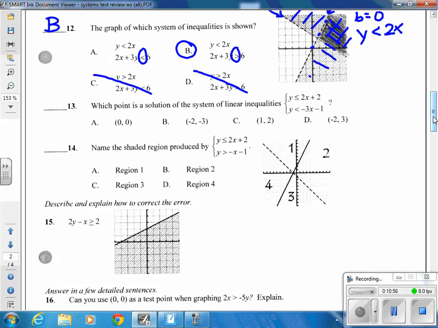You can, but there are ways through the problem that will take shortcuts that can get you the right answer too. All right, for number 13, which point is a solution to this inequality? And here's where you've got 2 choices really.